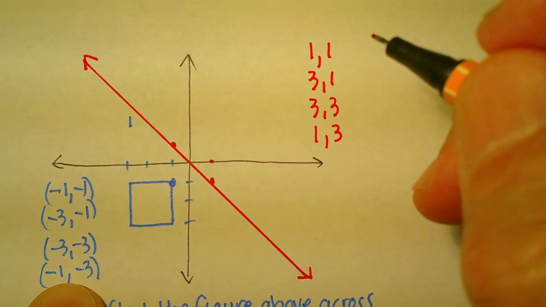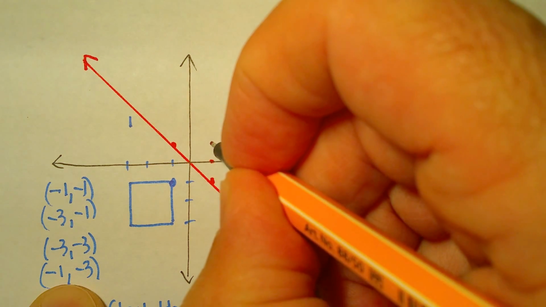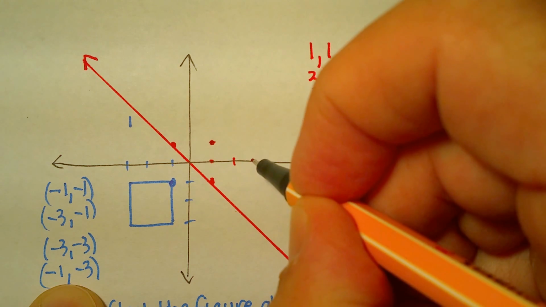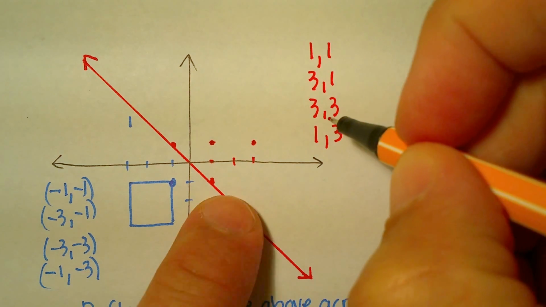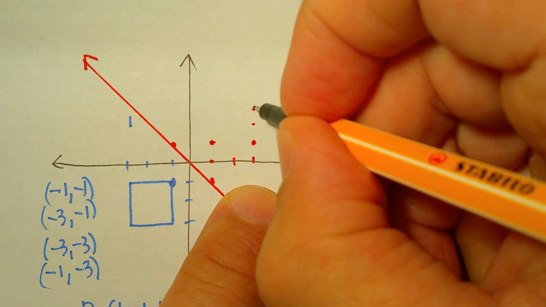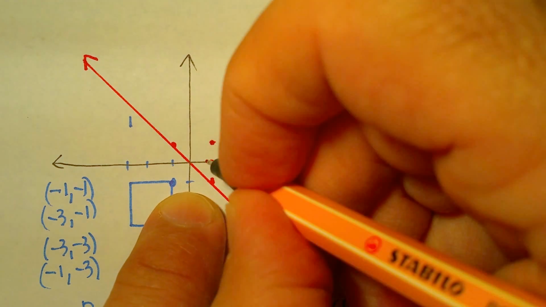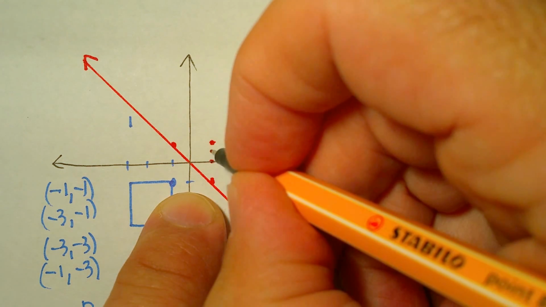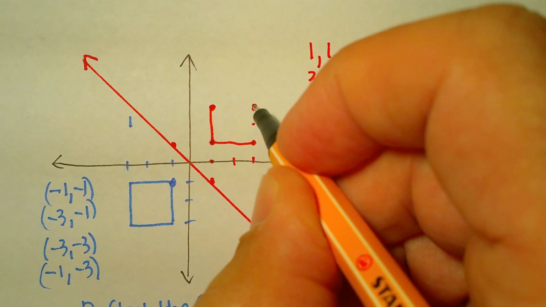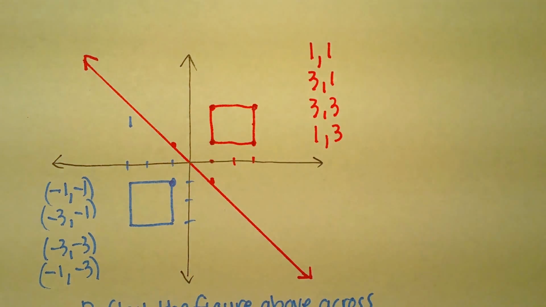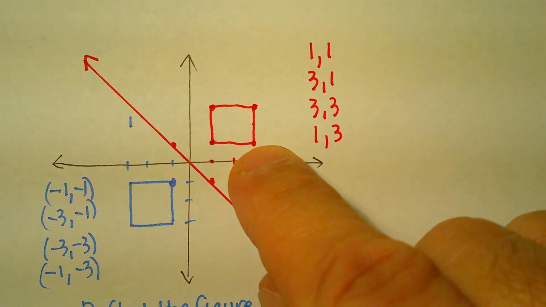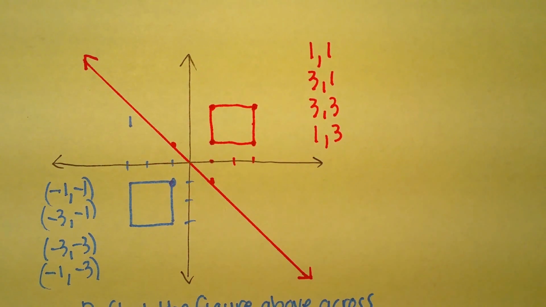Let's go ahead and draw these coordinates and see if it's a reflection. All right. So 1, 1 would be there. 3, 1. 3, 3. And finally 1, 3. Sure enough, that looks like a reflection of that square onto here. Okay, I hope that was helpful.